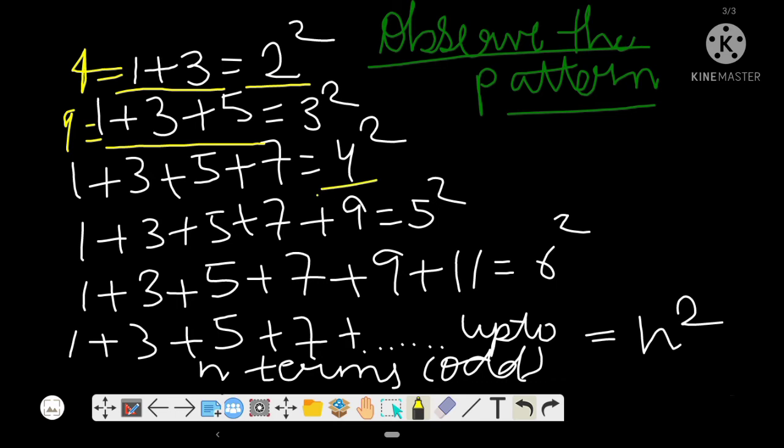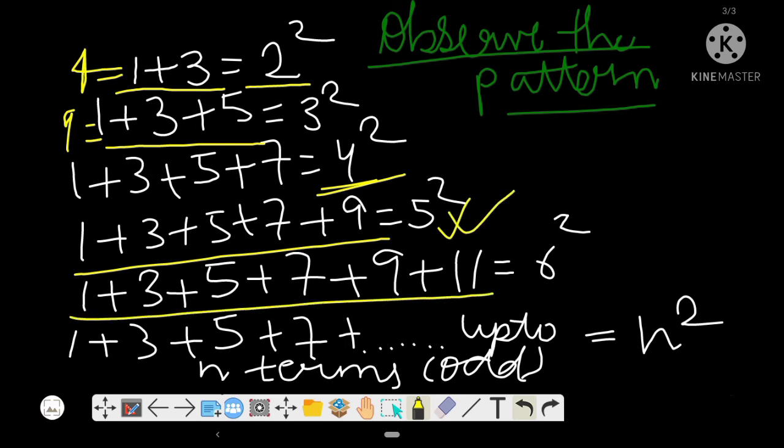Means if we add the first four odd numbers, then we get the fourth square. And when we add the first 5 odd numbers, then we get 5 square. Similarly, when we add the first 6 odd numbers, we get 6 square. And similarly, when we add the first 7, 8 or 9 odd numbers, with increasing odd numbers, we will get the square of those numbers respectively.